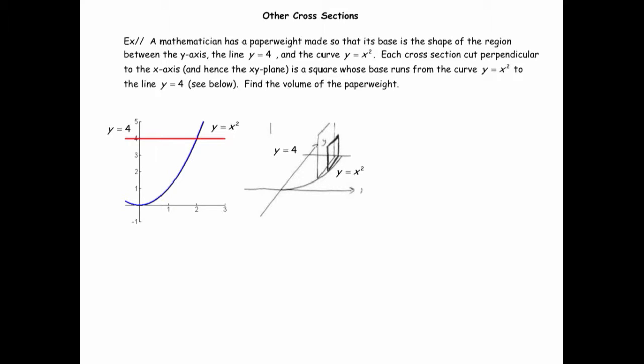So this, as a mathematician, is a paperweight made so that its base is the shape of the region between the y-axis and the line y equals 4 and the curve y equals x squared, which is shown here on the left. Each cross-section cut perpendicular to the x-axis, that's an important key word, perpendicular to the x-axis is a square whose base runs from the curve y equals x squared to the line y equals 4.